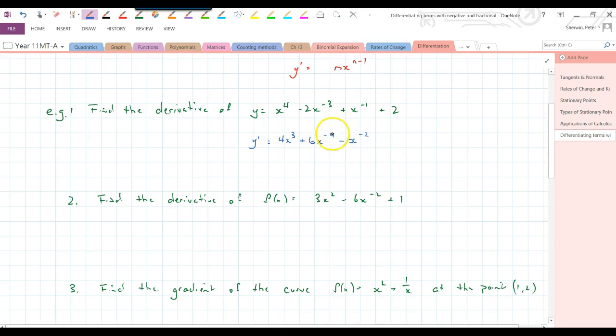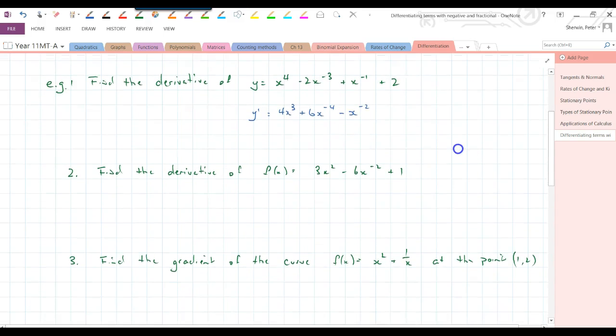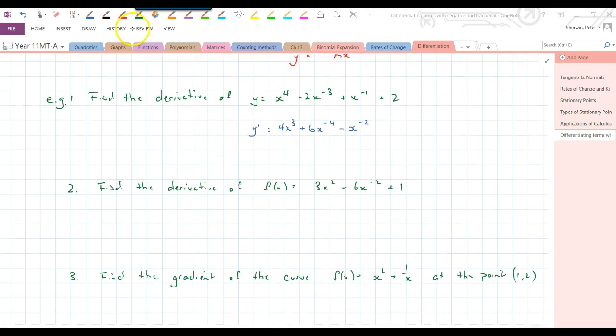We could, if we wished, rewrite it with positive indices, but we're not going to worry about that. If you wanted to do that, and perhaps just a little recap as to how these things work, over here I would write that as 4x cubed. No change there, but this 6x to the minus 4 is plus 6 over x to the 4, isn't it? Minus 1 over x squared, and that's using positive indices.